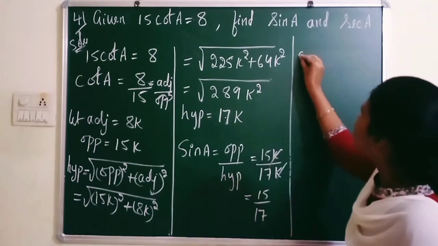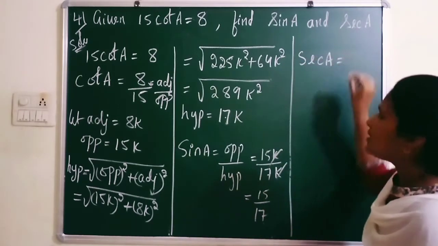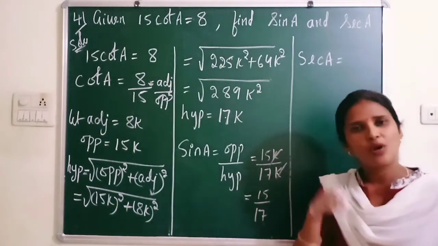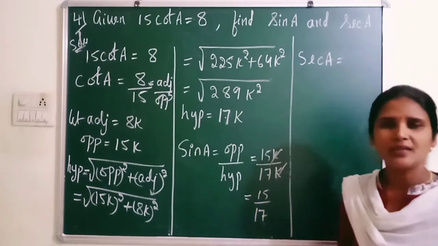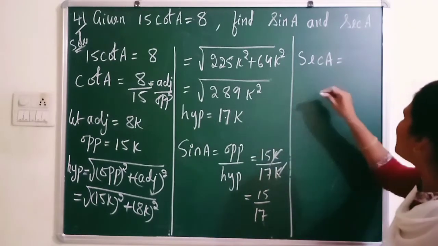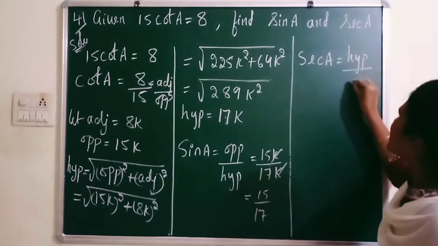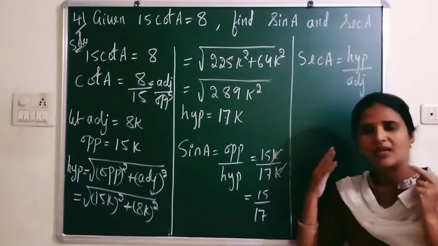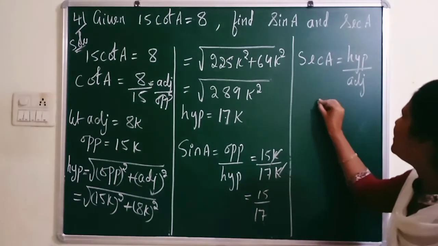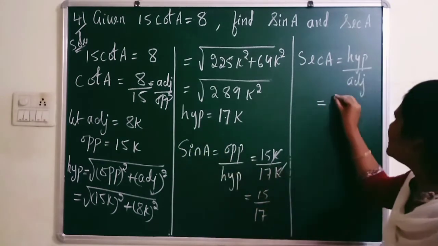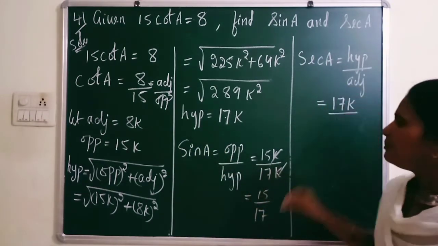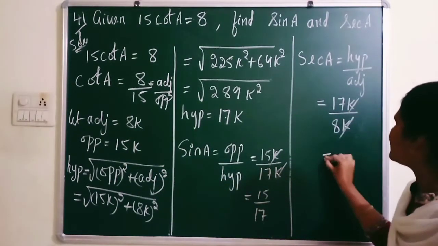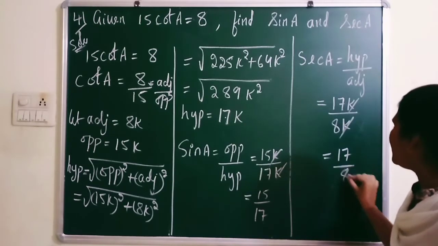Now the other trigonometric ratio, that is sec A. Just recall, sec is the reciprocal of cos. First recall cos. What is cos? Cos is adjacent by hypotenuse. So sec becomes hypotenuse by adjacent. So like this, whenever you learn, you have to correlate and learn. Then only you can remember the ratios. So what is the hypotenuse I have here? Hypotenuse is 17k divided by adjacent 8k. Again k and k get cancelled. So we got 17 by 8.